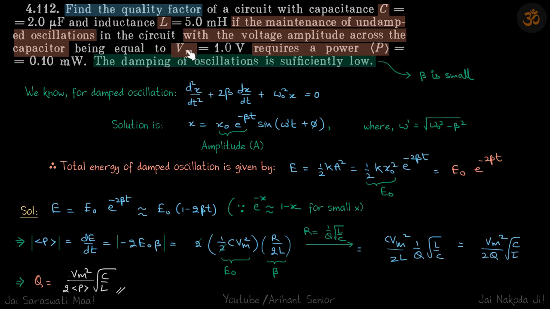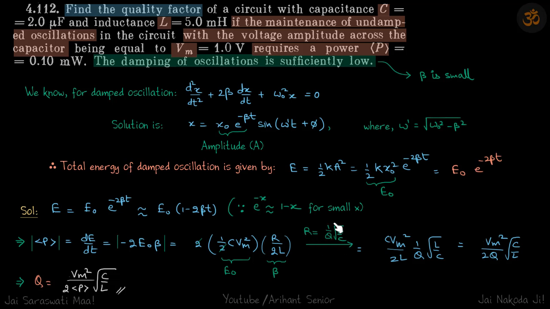Now they have given that the voltage amplitude is Vm. So that means the maximum energy of these oscillations will be half C Vm square. So E naught will be half C Vm square. And beta for an LCR circuit is R by 2L. Now we don't know R, so that's how we get the quality factor into the picture. So R is 1 by Q root L by C.